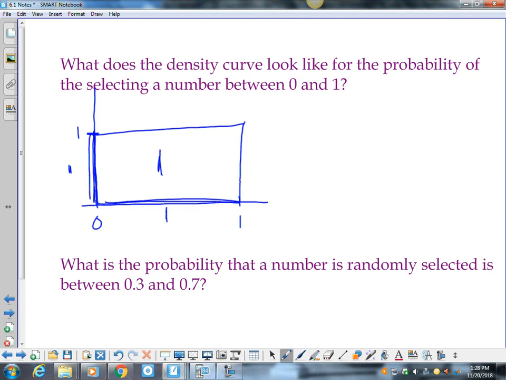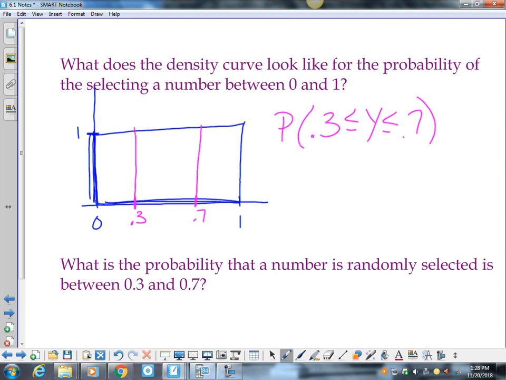Now, I want the probability between what and what? Probability 0.3 and 0.7. So look, I come in here and I go 0.3 to 0.7. And just like under the normal curve, we block it off and shade it in. We answered the question, what does a density curve look like for this? It looks like that.